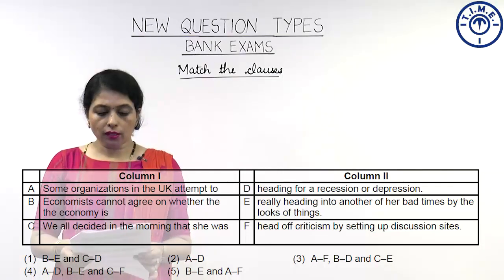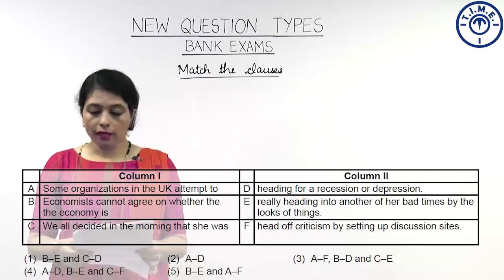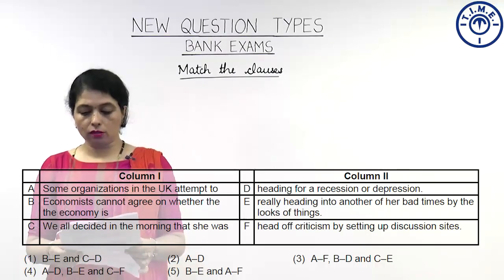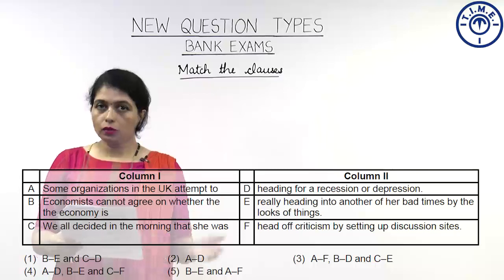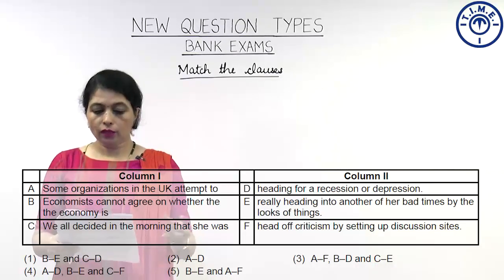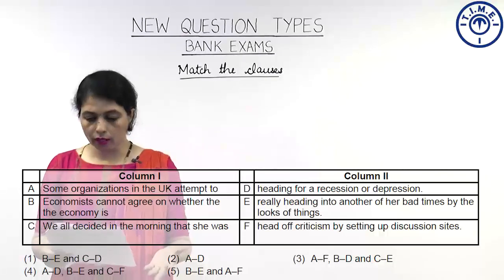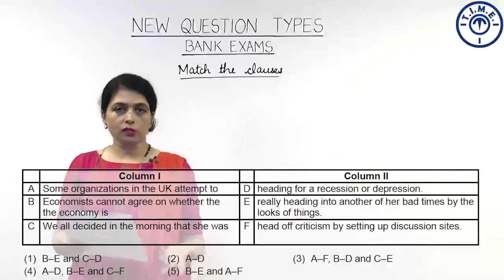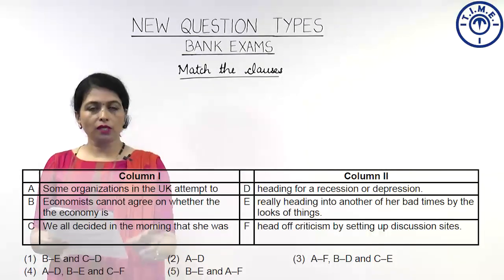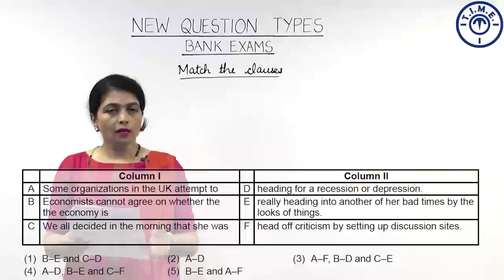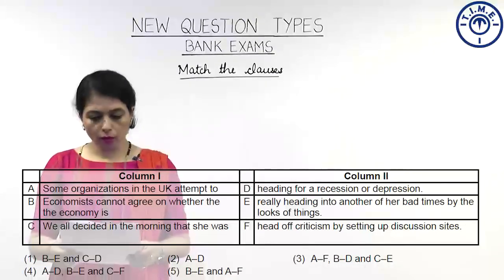Economists cannot agree on whether the economy is heading for a recession or depression. Well, the very first combination is grammatically correct, and so B can be paired with D. The economy is doing something. What is it doing? It is heading for a recession or a depression. So the grammatical consistency is present in this combination, and the logic also is there. So we can keep B and D as a meaningful combination.